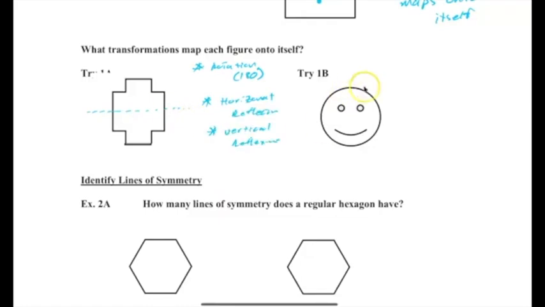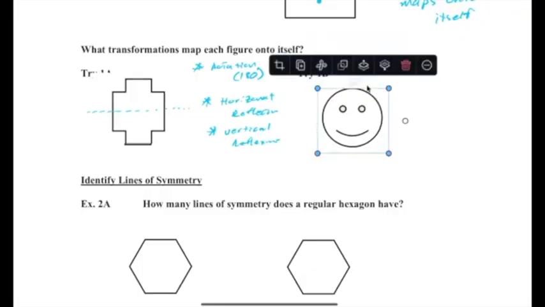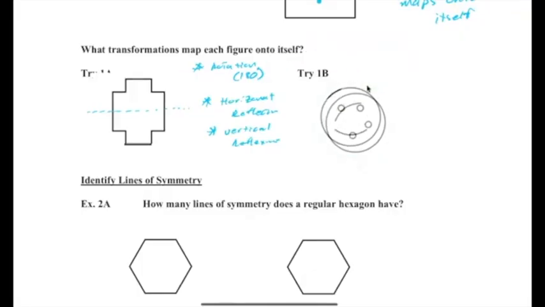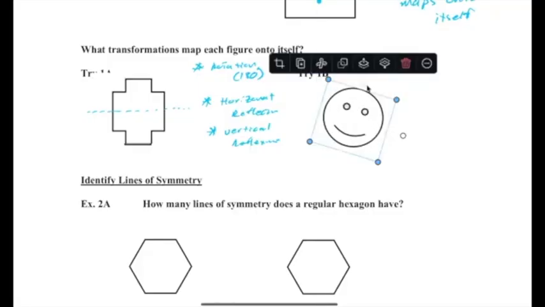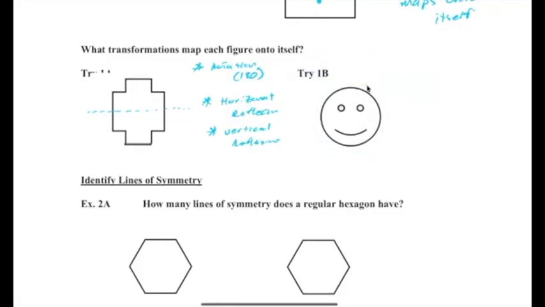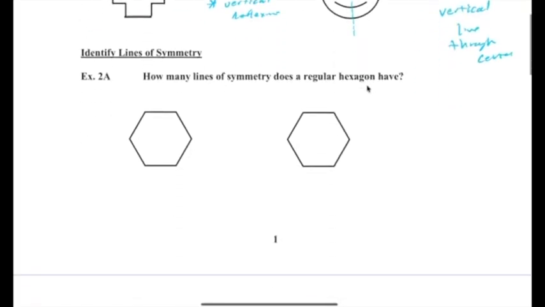Okay, how about this one here? Oh, this is a smiley face. So let's see if I spin this upside down. Not the same, not the same. 180, not the same. No matter what I do, you're not going to get the same picture. It does not have rotation symmetry, but we can cut it in half right down the middle. It does have reflection symmetry over a vertical line through the center.